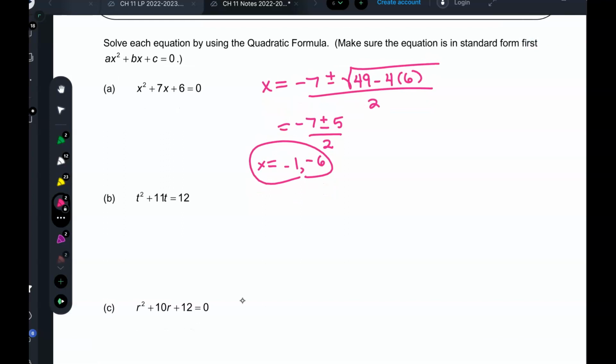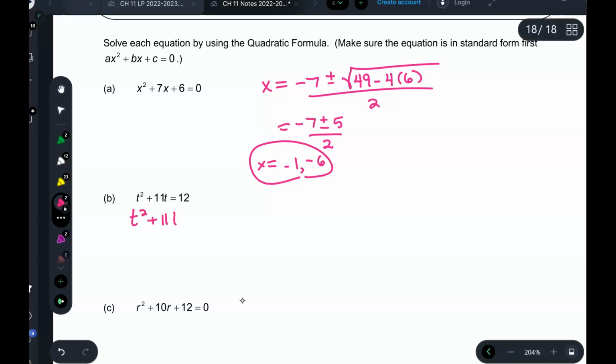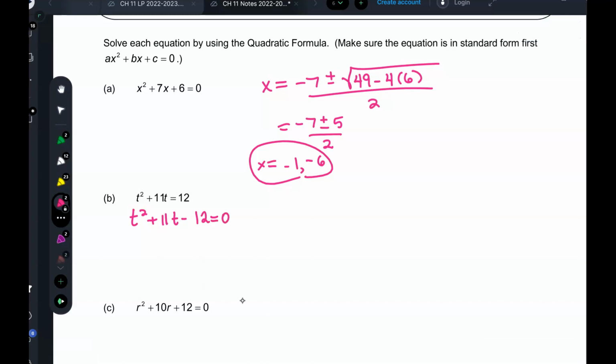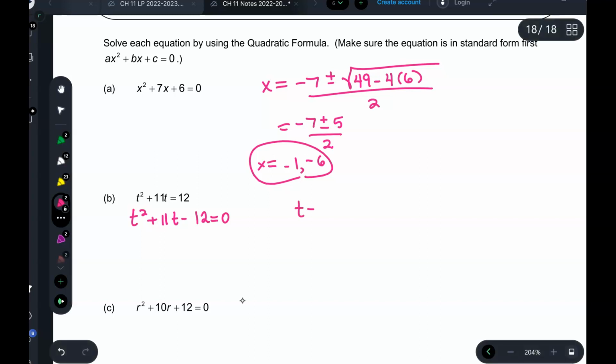Will we need this for the test? There may be some review stuff in there. Okay, first thing we have to do is move the 12 to the other side. And same thing, right? So this is just t equals negative 11 plus or minus. What's 11 squared? 121 minus 4 is 1.